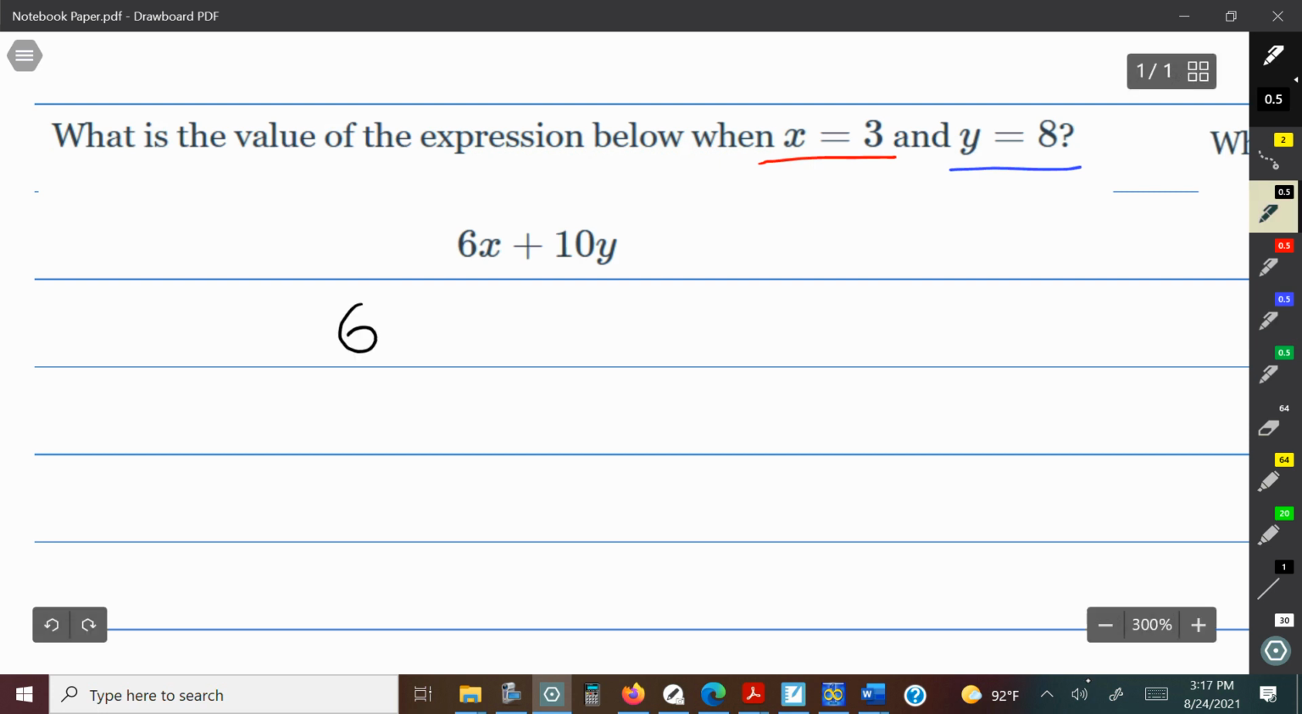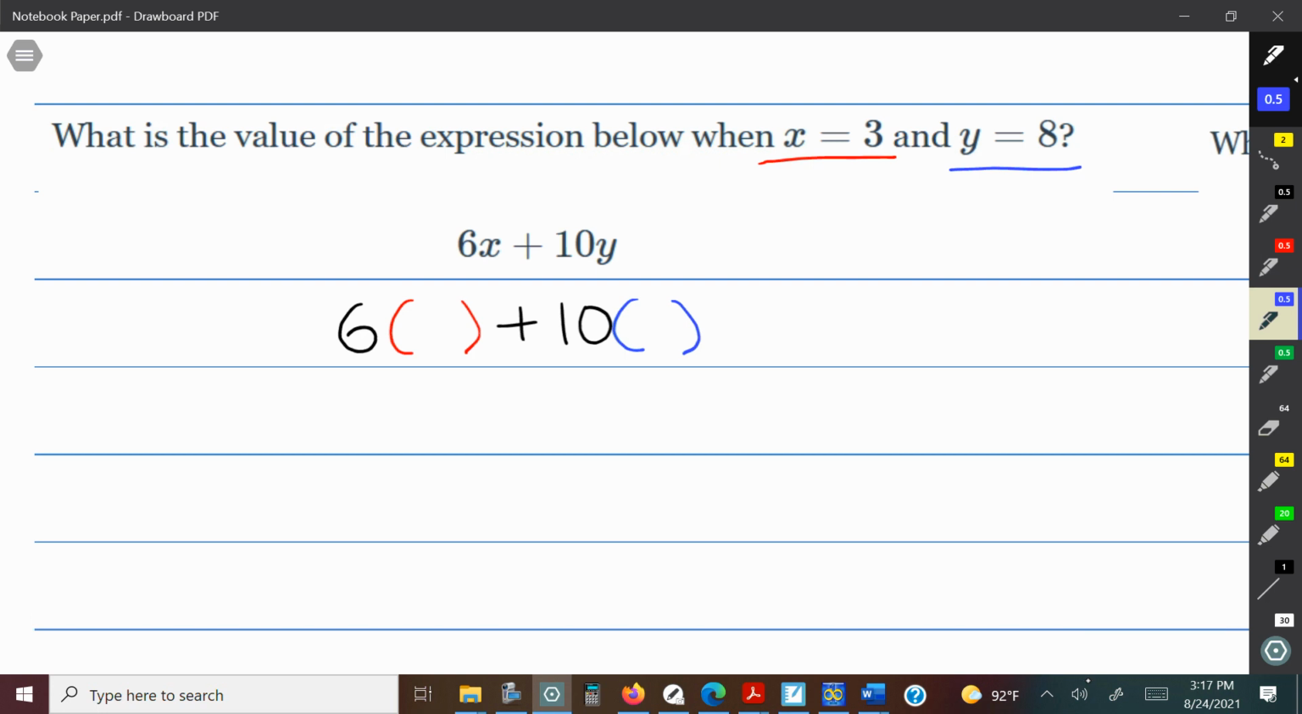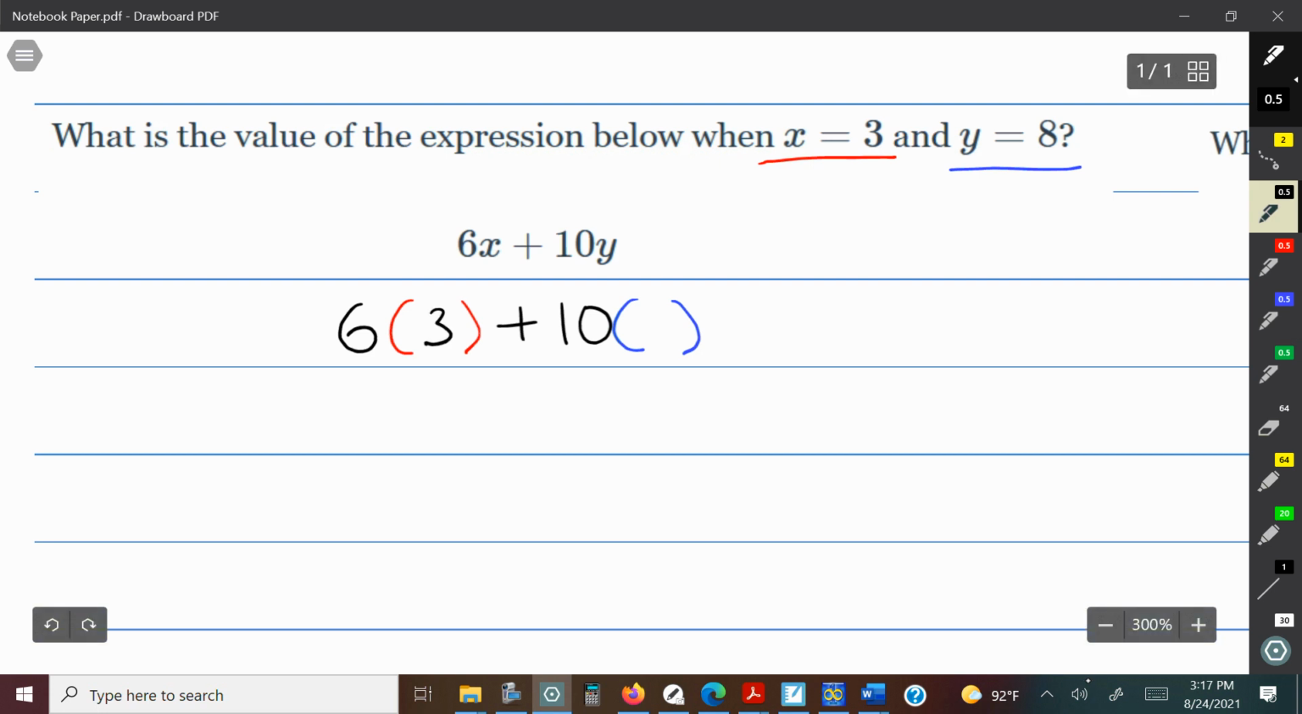So I'm going to go ahead and put 6 times x. And my x is going to be red. So I'm going to put red parentheses. All right. And then I'm going to add 10 plus y. And my y is blue. Okay. Same steps as I did before. All right. Now on this one, we're going to plug in the x, which is red, 3. Let me change back to red. All right. And plug in my y, which is 8.